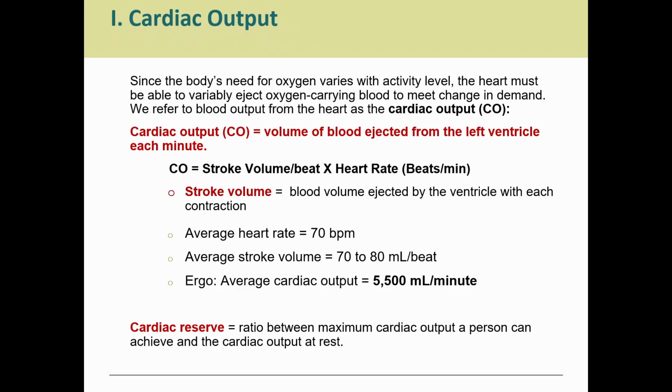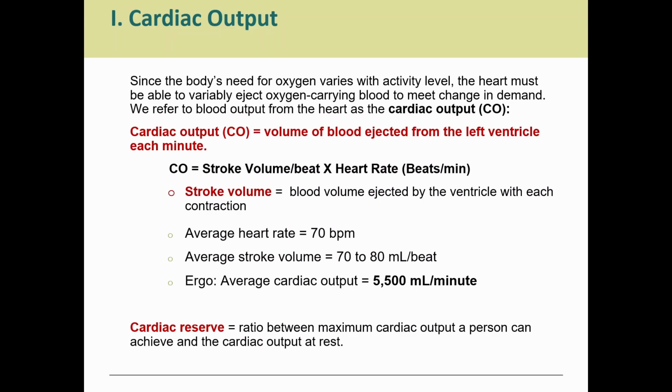All right, how much oxygen we need varies depending on our activity level, right? If you are more active, you need more oxygen. If you're less active, you don't need as much oxygen. The heart has to be able to variably eject this blood that has oxygen in it to meet that demand. We call this blood output from the heart the cardiac output. So the cardiac output, simply put, is the volume of blood that is pushed out of the left ventricle each minute.